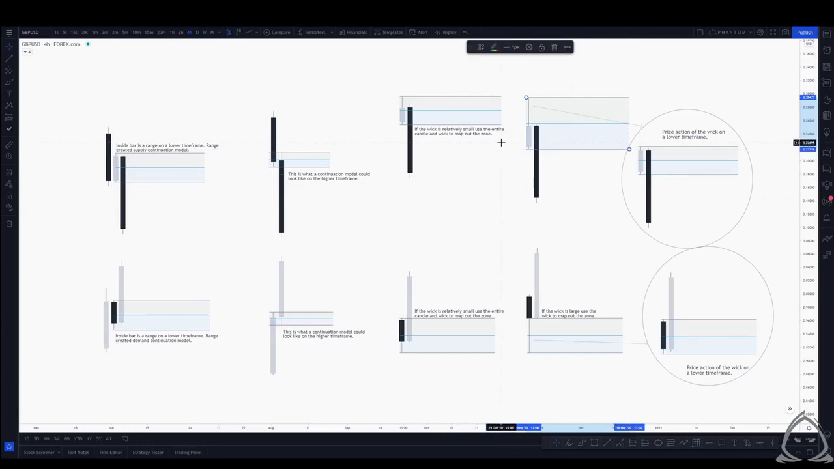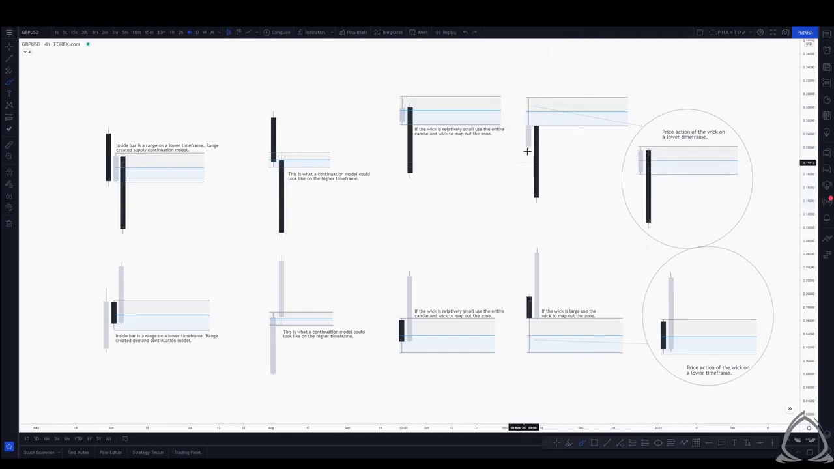Yes, it is valid, but we're looking to refine our approach and understanding the fractal nature of the markets and what this wick implies. If we look at this wick on a lower time frame, what we can see conveyed in this little bubble here is essentially a supply zone being created. And that's what you will see inside of that wick on a lower time frame. You'll see the creation of that within this wick, whether that's a range created supply.